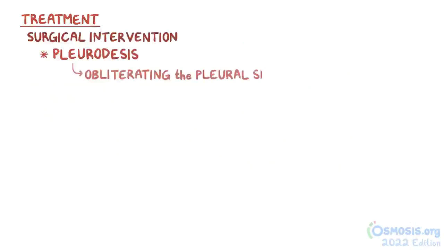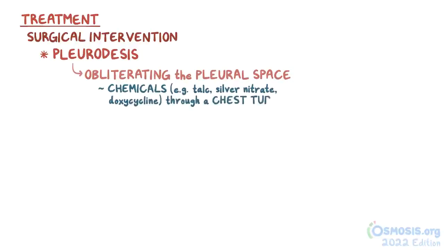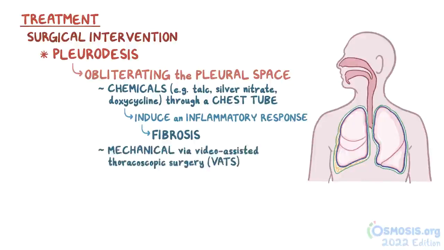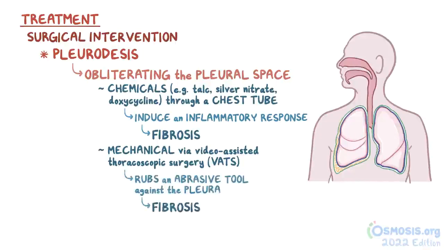The main surgical option is pleurodesis, which is obliterating the pleural space so that air can no longer accumulate. This procedure can be performed by introducing chemicals like talc, silver nitrate, or the antibiotic doxycycline through a chest tube. These chemicals induce an inflammatory response that eventually results in fibrosis, effectively sticking the visceral and parietal pleura together. Another option is mechanical pleurodesis, in which a surgeon enters the lung using video-assisted thoracoscopic surgery, or VATS. Once in the pleural space, the surgeon repeatedly rubs an abrasive tool against the pleura, inducing fibrosis.